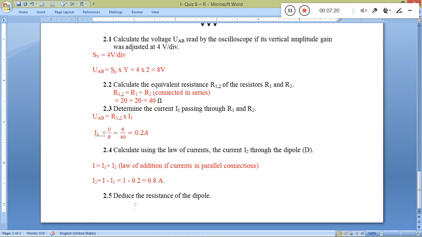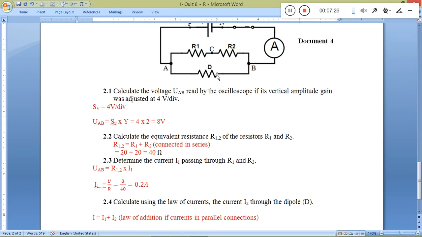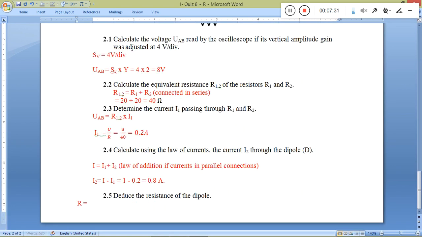The final question: deduce the resistance of the dipole. Now we have the current of the dipole D, and we have the voltage. Simply we need to calculate the resistance. So R equals U over I. U is UAB, actually, and I is I2. So R equals UAB, which is calculated as 8 volts, over I2, 0.8. 8 over 0.8 is 10 ohms.